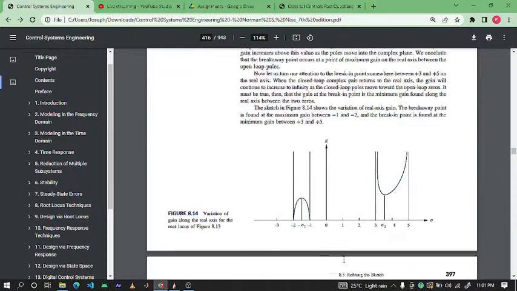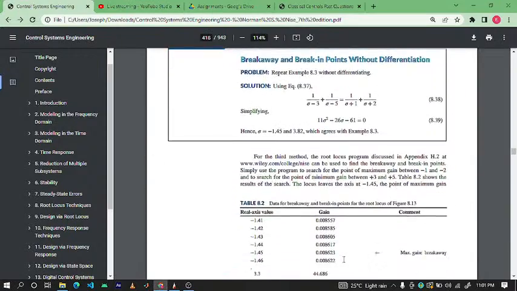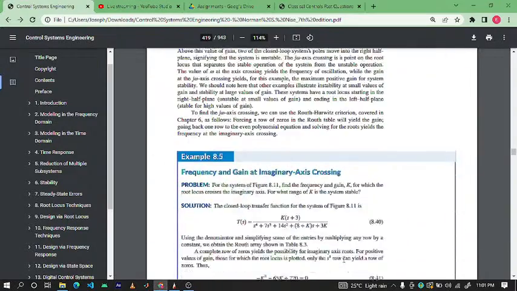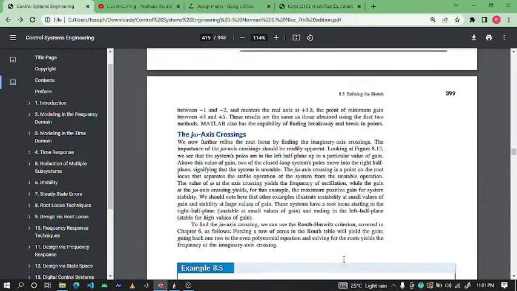All right. So same thing here. So now we need to find our breakaway and break-in point. We've done that one already. So that's it.